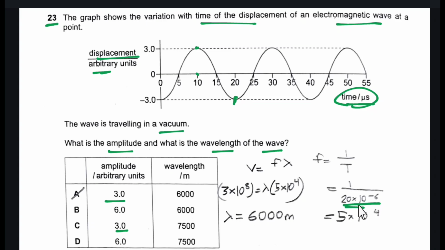So we know the time period, so frequency is equal to 1 by time period. So we found the frequency, and since it is an electromagnetic wave, we can use the equation v equals f lambda, as its speed is 3 times 10 to the power 8. We know the frequency, so the lambda comes to be 6000. So the answer would be A.